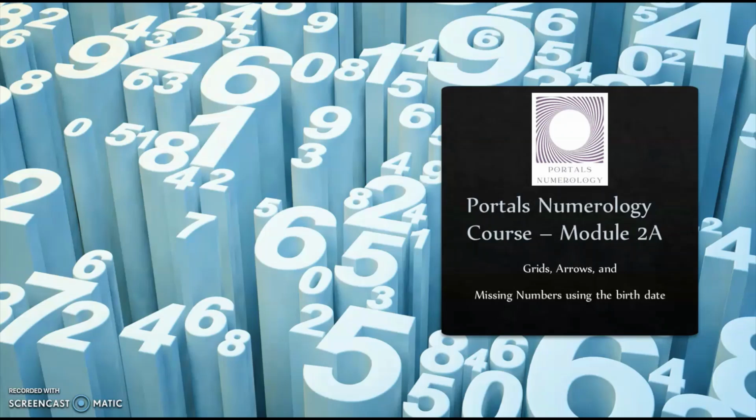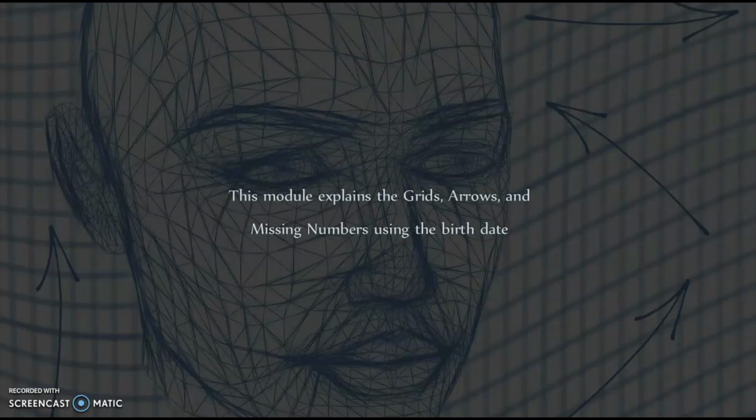Portals Numerology course, Module 2A, Grids, Arrows and Missing Numbers using the birth date. This module explains the grids, arrows and missing numbers using the birth date.